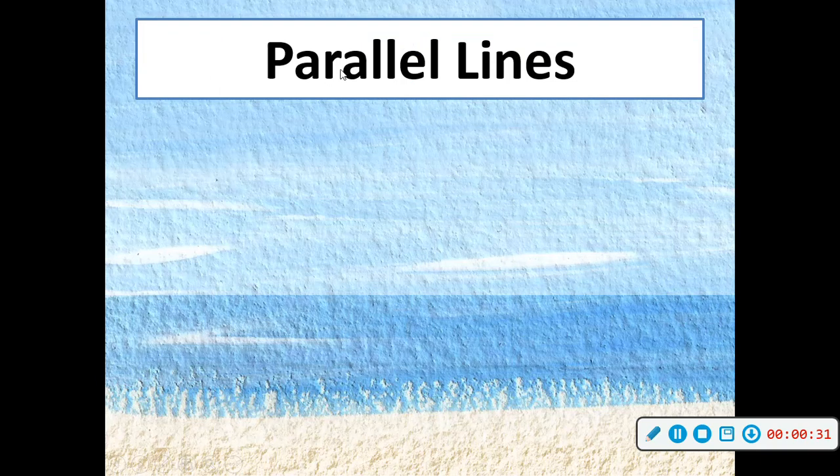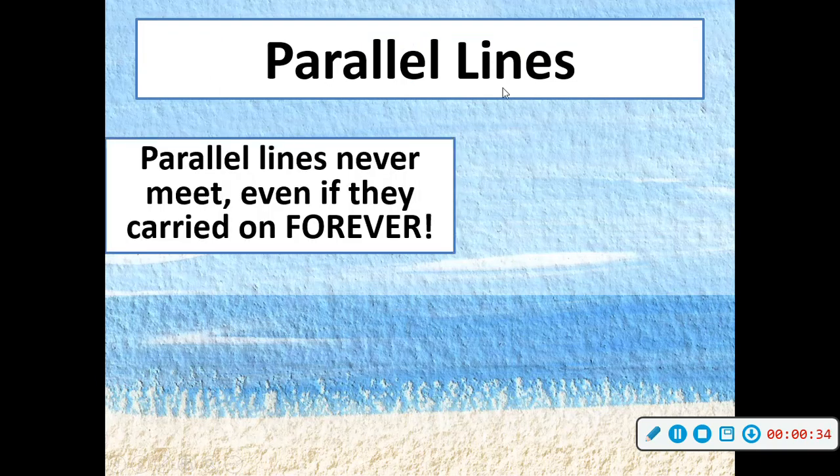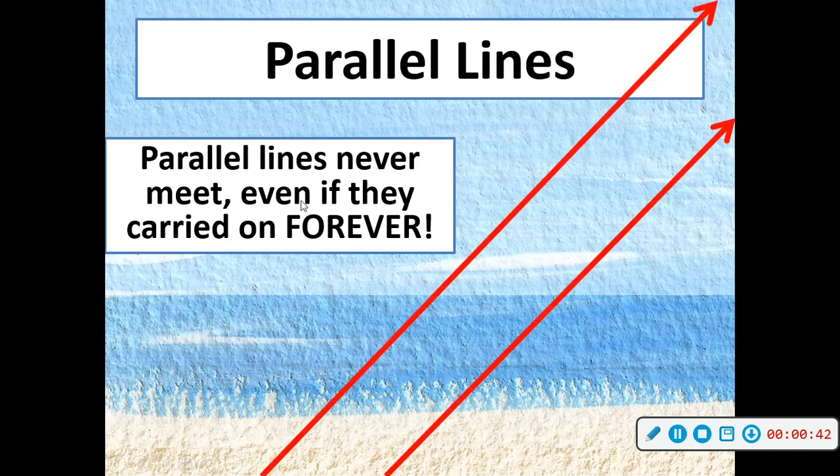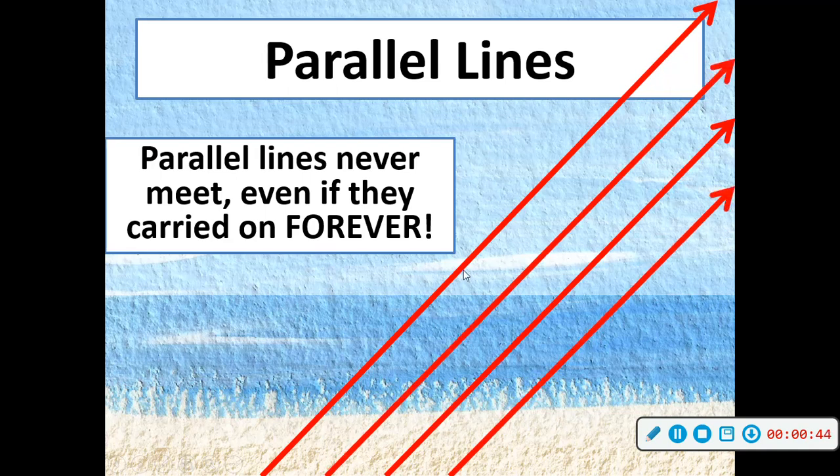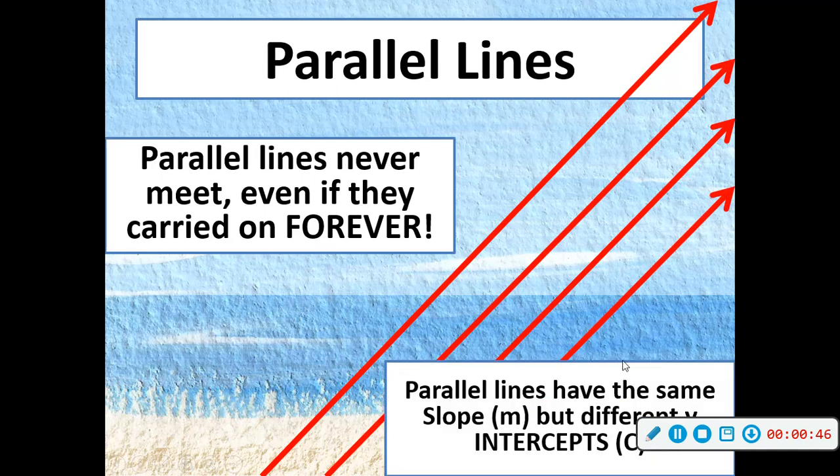So let's talk a bit about parallel lines. Parallel lines never meet, even if they carried on forever. One really important thing about parallel lines is that they always have the same slope. Parallel lines have the same slope but different y-intercepts. So basically each line will cut through the y-axis at a different place, but they will all have the same slope.